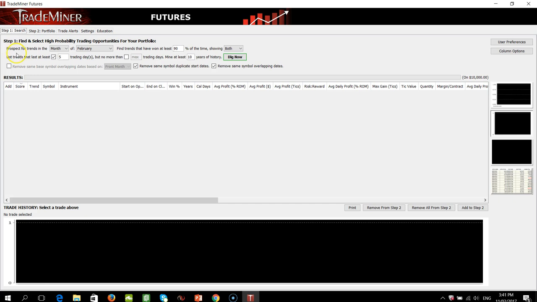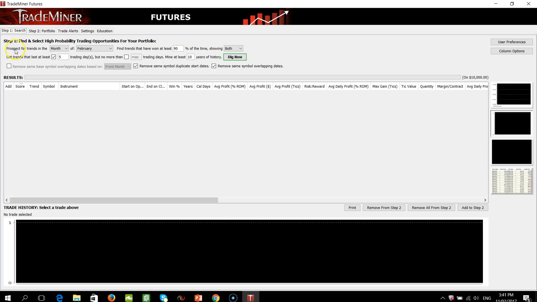And to use it, it's very simple. You just start here. Step 1. There's step 2. There's trade alerts, settings. There's a lot you could do with the software, but I'm just going to show you the real basic stuff, the research part of it on how to use it.